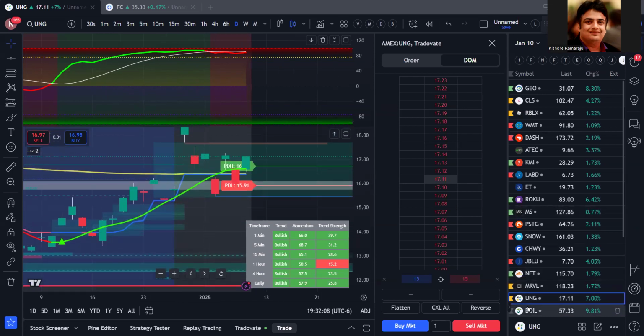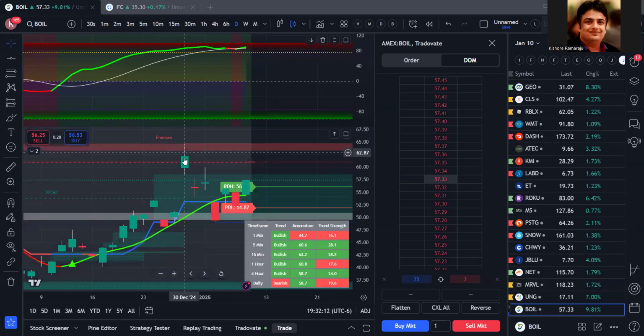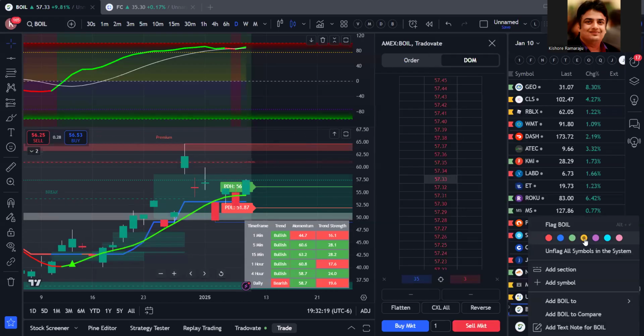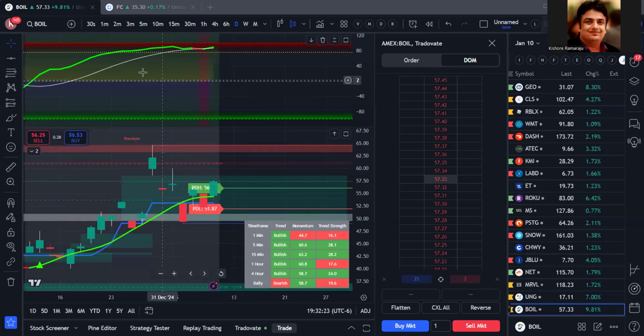So once you see these things, again the same thing with Boil also. Went up, small drop. Again we'll do a double top and then drop. So if you want to, you can take long for 1 or 2 more days. Or if you don't want to take a risk, you can just avoid it.